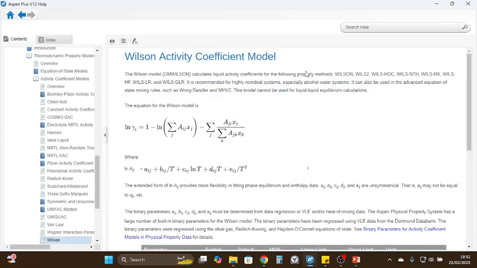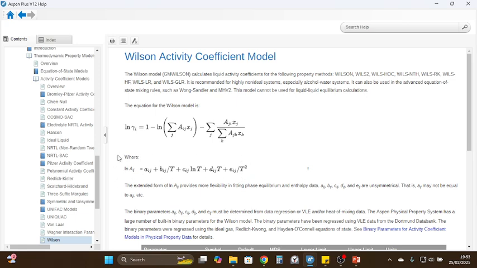So in this Aspen Wilson activity coefficient model, this is the gamma i that is being calculated for the Wilson model. This is the activity coefficient gamma i for the Wilson model, and it is calculated from these Aij values, Aij and Aji, where i and j are the components and Aij is the interaction parameter. And how do we calculate Aij?